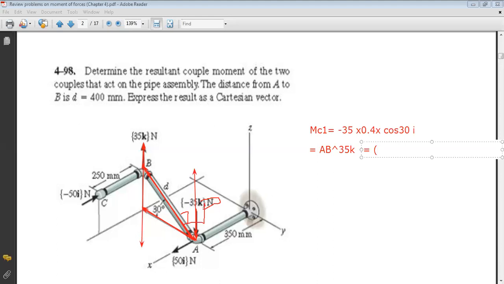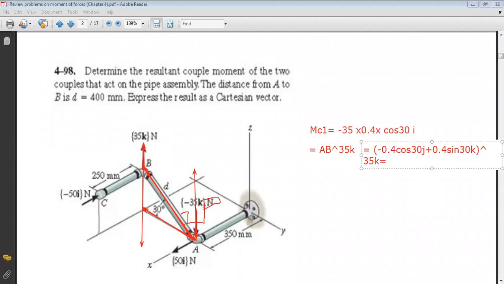So I have that it is equal to, first, minus 0.4 cosine 30 along J plus 0.4 sine 30 along K, vectorial 35k. So let us verify that we'll get the same result.